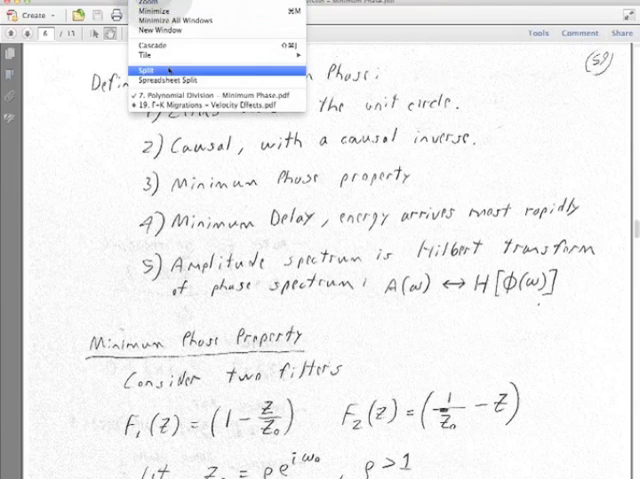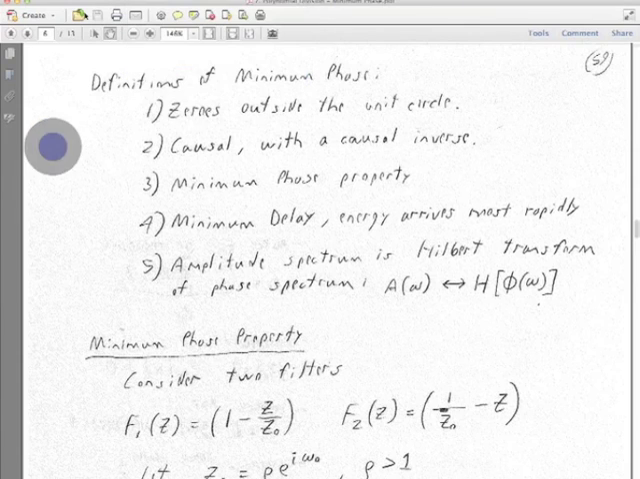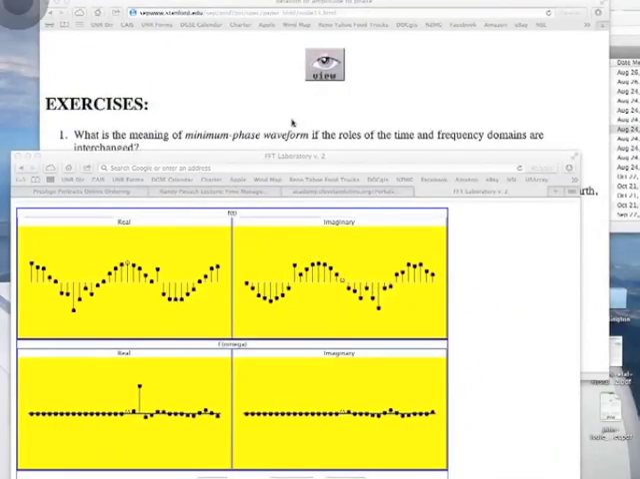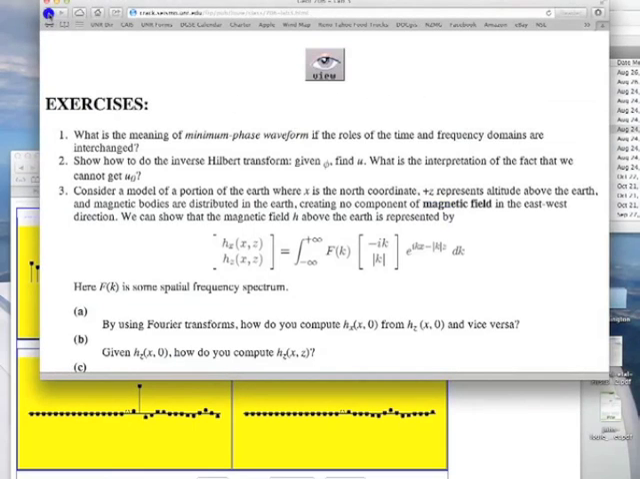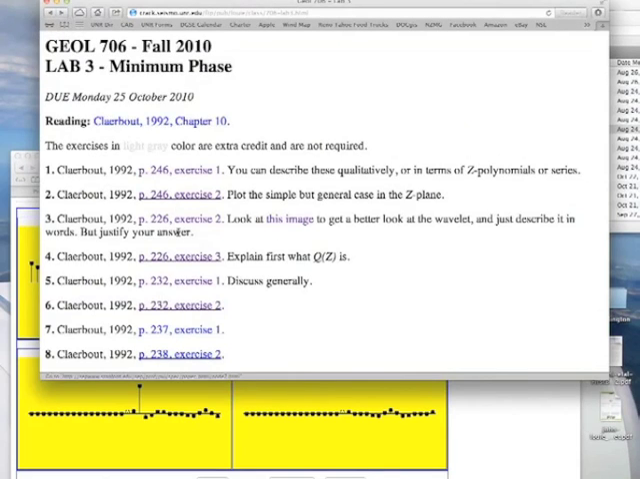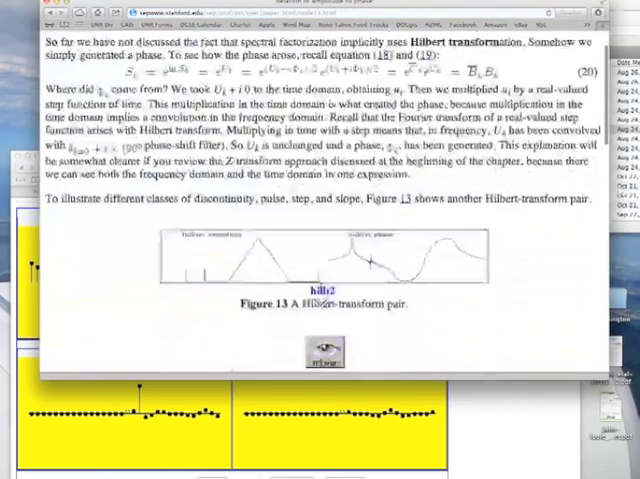Okay. Let's see. So that was number five, right? So then exercise two is number six.